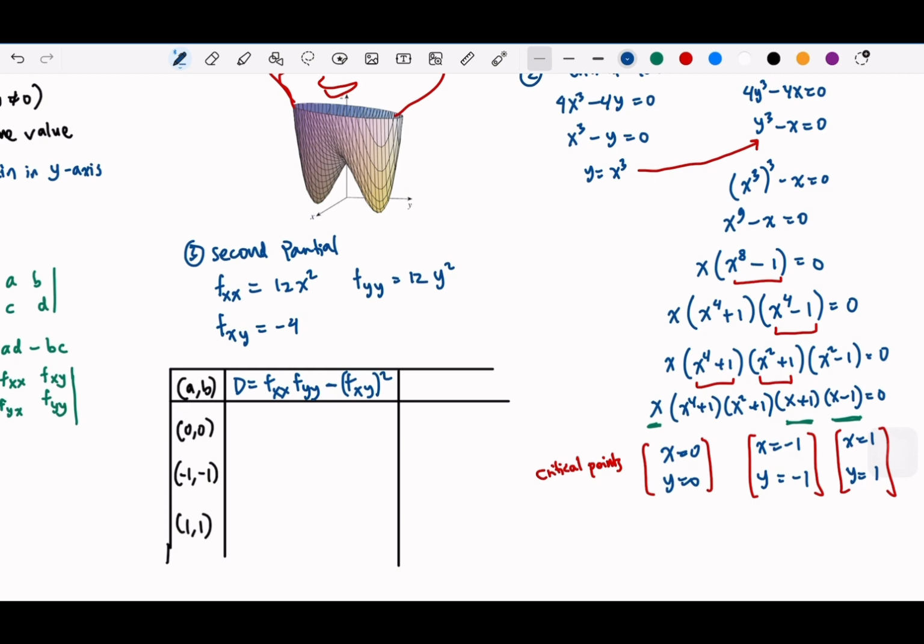Okay, check (0, 0). So partial xx will be 0. This is also 0. So this is 0. This is negative 4 squared, it's positive, but it's negative. So it's negative, right? What we need is just the sign. So this is negative, which means that this is a saddle point. No need to calculate the other part of that. So this is a saddle point.